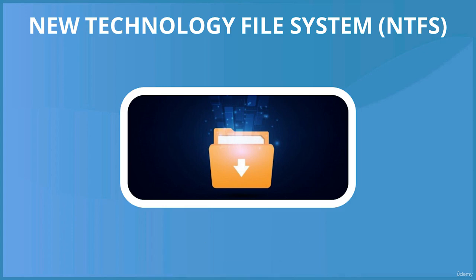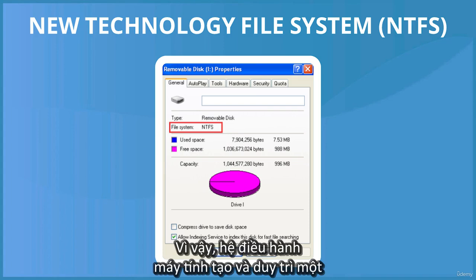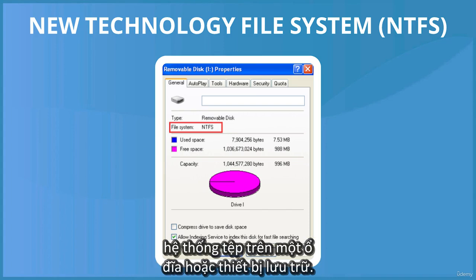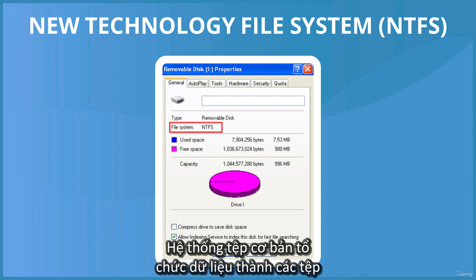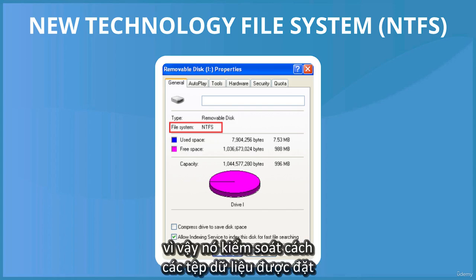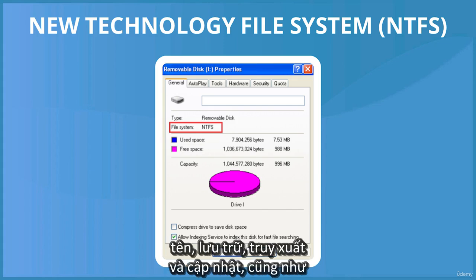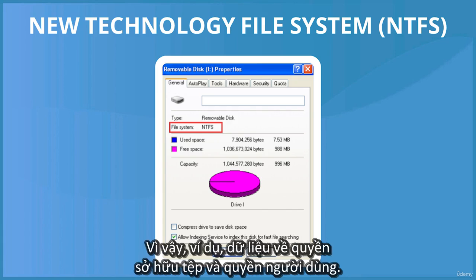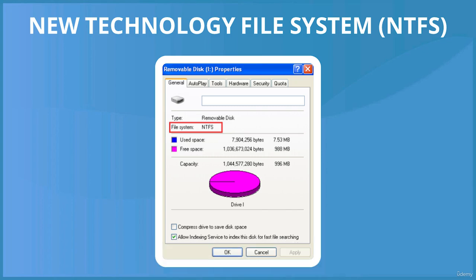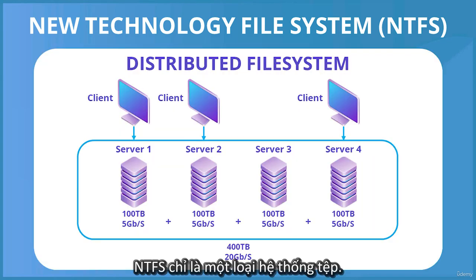Very important. So a computer's OS creates and maintains a file system on a storage drive or device. The file system essentially organizes the data into files. So it controls how data files are named, stored, retrieved, and updated, as well as what other information can be associated with those files. So, for example, data on file ownership and user permissions. NTFS is just one type of file system.